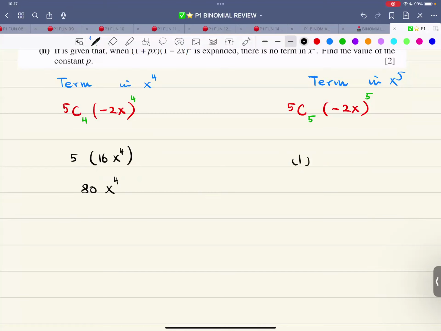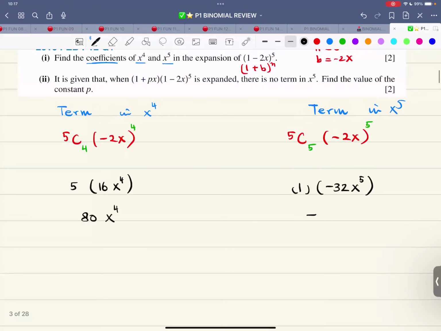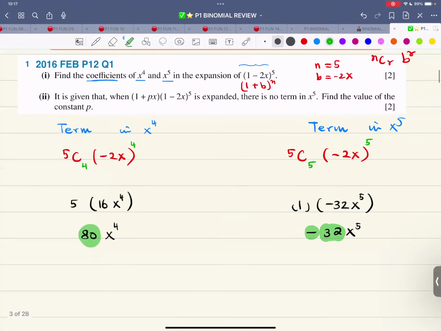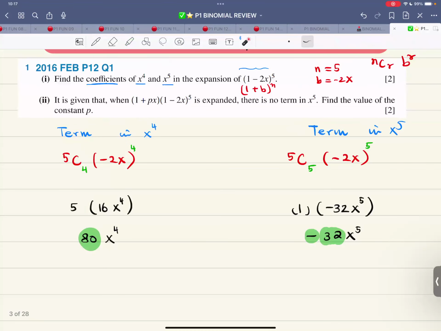5C5 is 1. (-2)^5 is -32x^5. So this is -32x^5. When we talk about the coefficient, 80 is the coefficient of x^4 and -32 is the coefficient of x^5. They are asking to find the coefficient of x^4 and the coefficient of x^5. So now the first part is done and dusted for 2 marks.